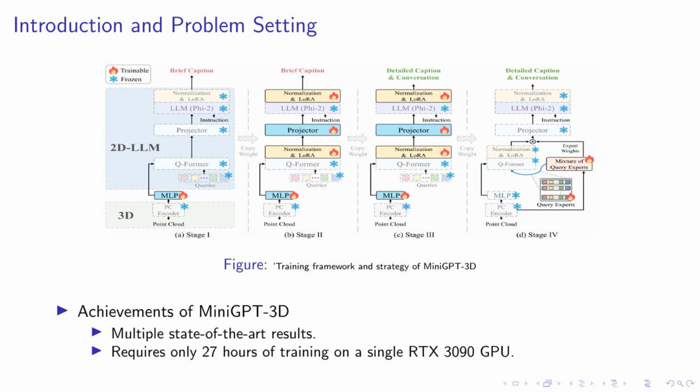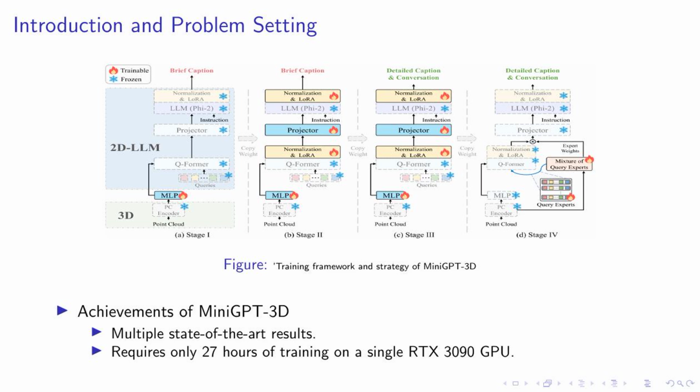Let's delve deeper into the training framework and strategy of MiniGPT-3D. As you can see in the figure, our model is trained in 4 stages, each with a specific focus. The first 2 stages use brief captions as training data, while the more complex detailed captions and conversations are introduced in stages 3 and 4. This progressive approach allows the model to gradually build its understanding of 3D language knowledge.